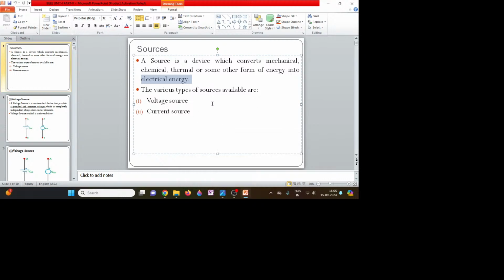Okay, so a source is what? A source is a device which converts mechanical, chemical, thermal or some other form of energy into electrical energy. So you can mainly categorize the sources into two types: voltage source and current source. Just write down the title and write down these two: voltage source and current source.